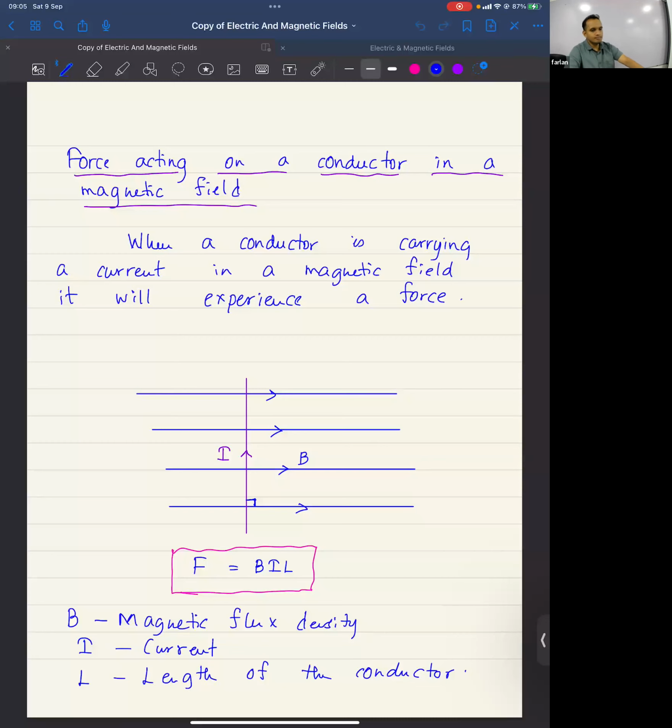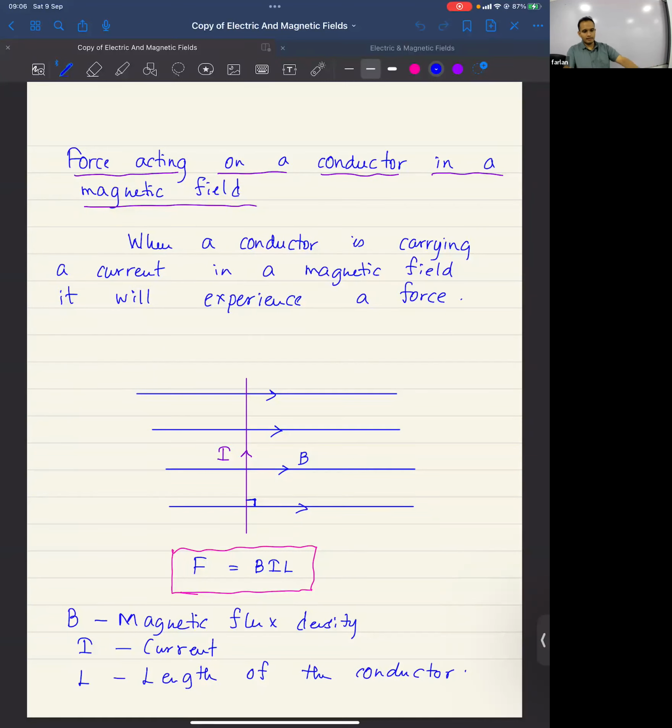That happens when the conductor is perpendicular to the magnetic field. So when the conductor is carrying a current in the magnetic field, and if it is kept perpendicular to the magnetic field, it will experience a force. And the direction of that force is given by Fleming's left hand rule. That is something that we have done by your O-levels. Correct? Fleming's left hand rule.